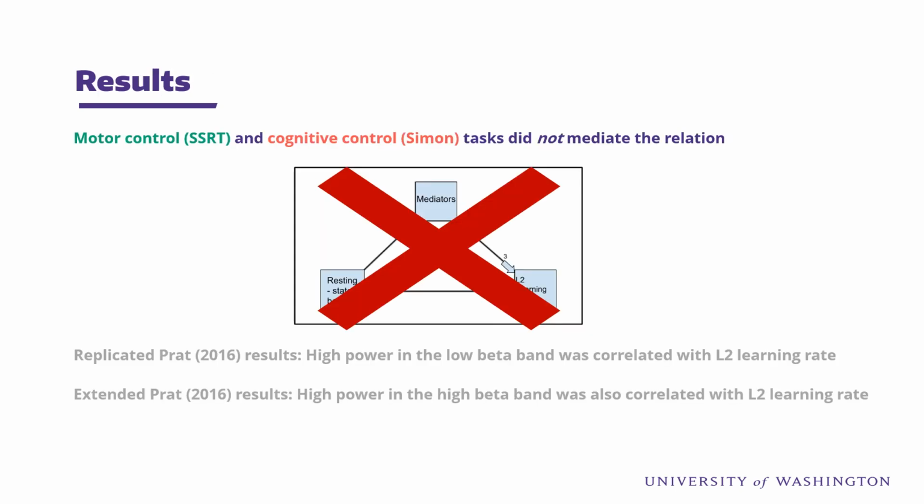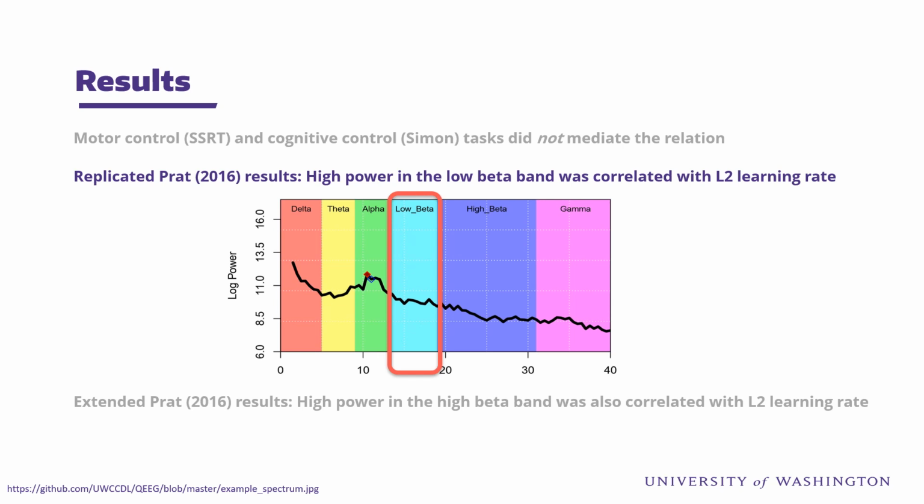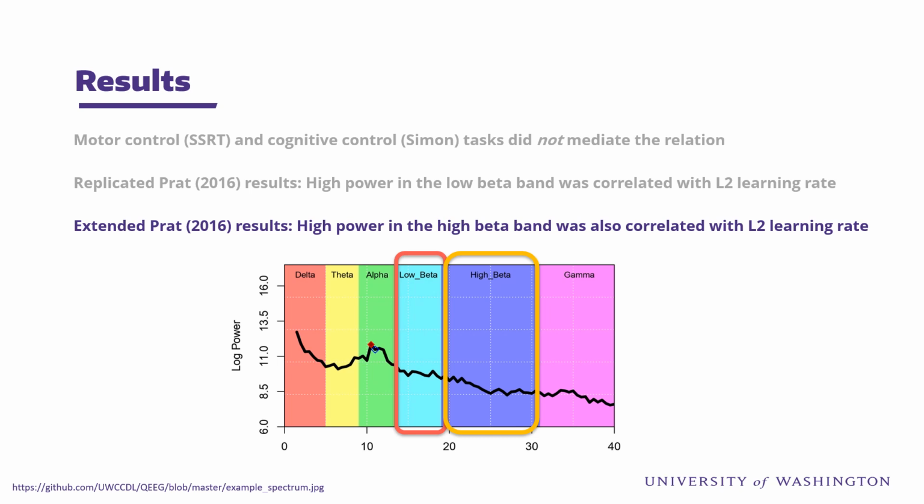What we found was that the two tasks did not mediate the relation between beta power and second language learning rate. But we also found that higher power in the low beta band offline was significantly positively correlated with rate in learning a second language. Where this study differs from the 2016 language study is that the results also suggest that higher power in the high beta band during a resting state is also correlated with second language learning rate. And we found this because we used a different cleaning method to clean the data.